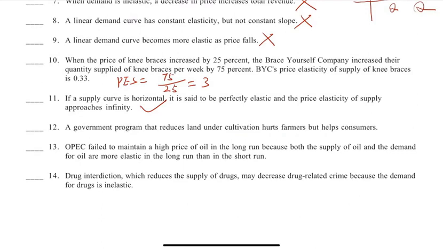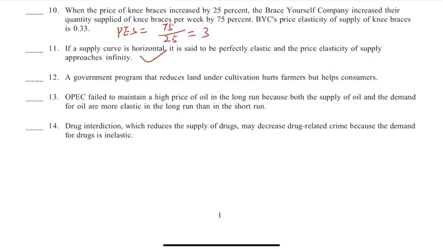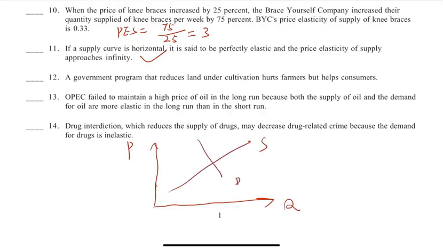12th, a government program that reduces land under cultivation hurts farmers but helps consumers. Well, this problem needs some thinking here. So let's draw out the supply and demand curve. So this is the demand, this is the supply.